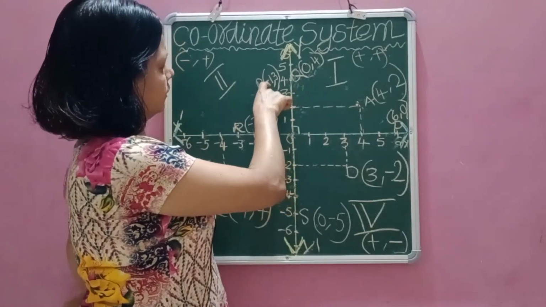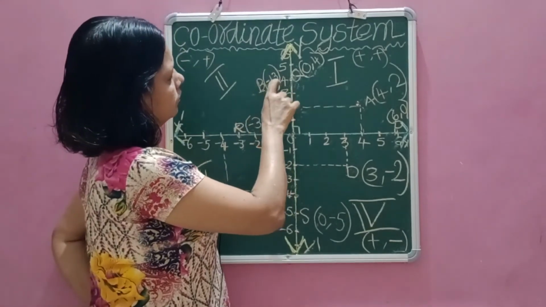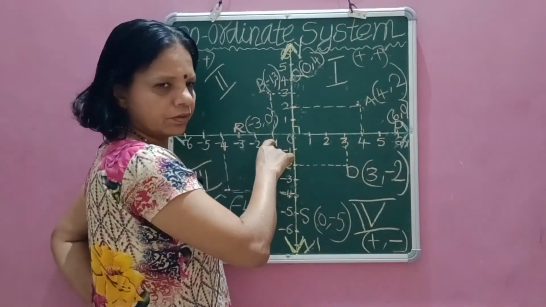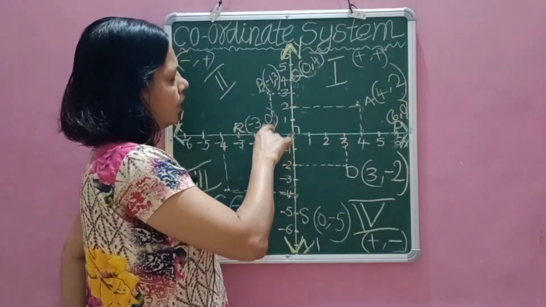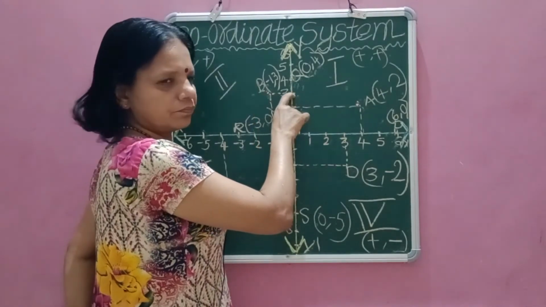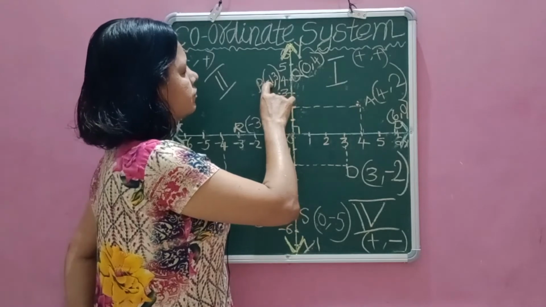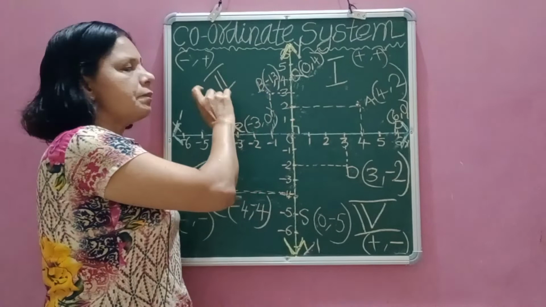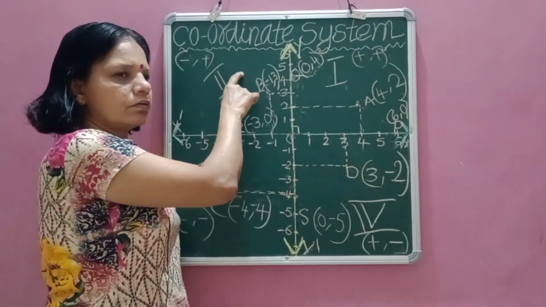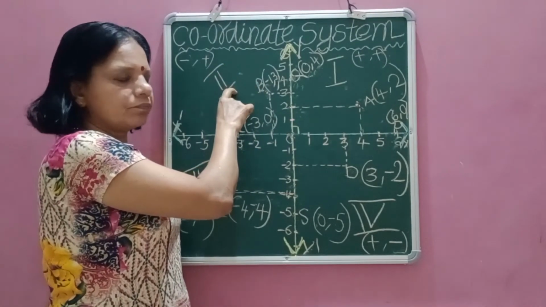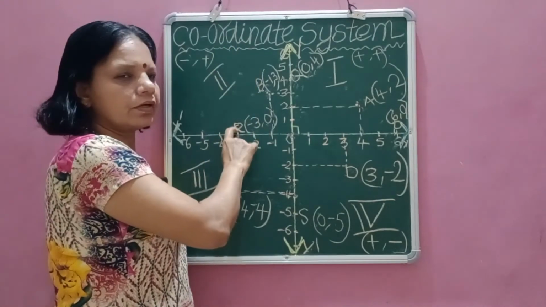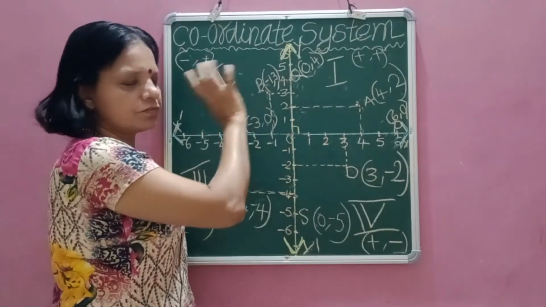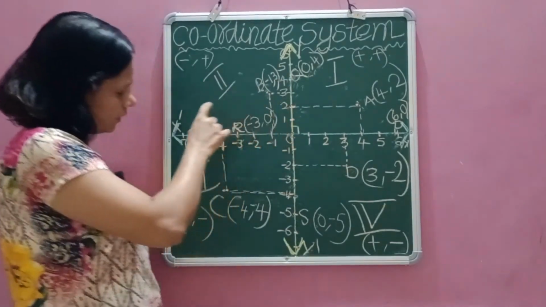Now take a point in the second quadrant. Point B. The x-coordinate is, by drawing the perpendicular, -1 and the y-coordinate is 3. (-1, 3). That is, if you take any point in the second quadrant, the x-coordinate will be negative and the y-coordinate will be positive.